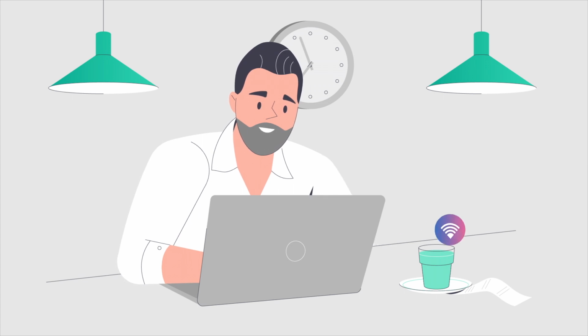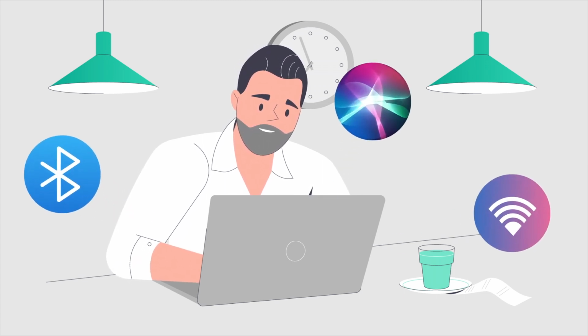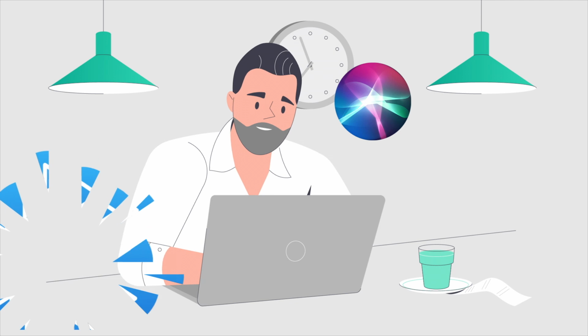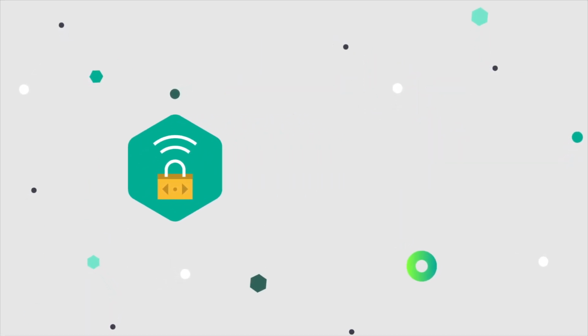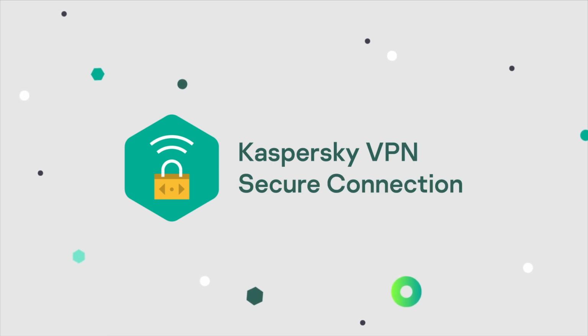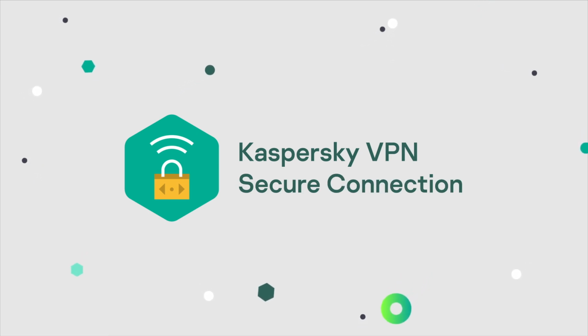While you're at it, turn off the Wi-Fi, Bluetooth, and Siri when you're not using them, or if you're in a place that might not be secure. As an alternative, use a virtual private network, or VPN, to make your connection location anonymous and encrypt your data.